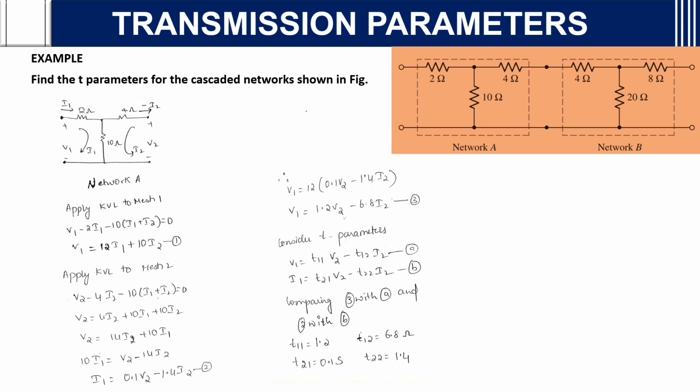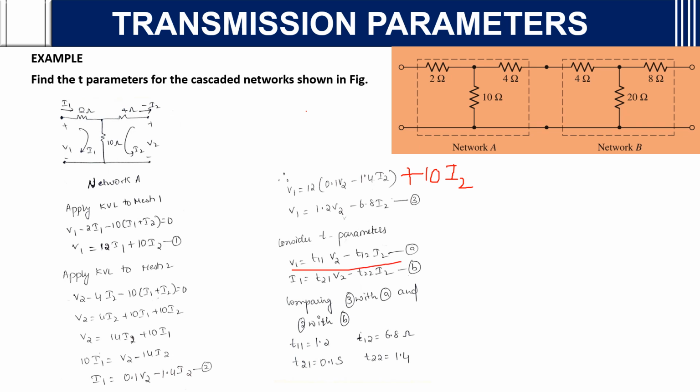Now, if we substitute this I1 in the first equation, what will we get? V1 is equal to 12 into (0.1 V2 minus 1.4 I2) plus 10 I2. Then you will get 1.2 V2 minus 6.8 I2. That equation looks like V1 is equal to T11 V2 minus T12 I2. So consider the T parameters.